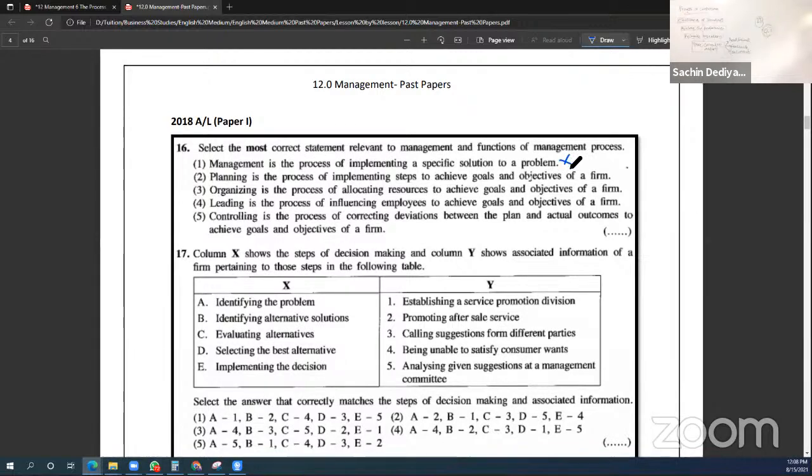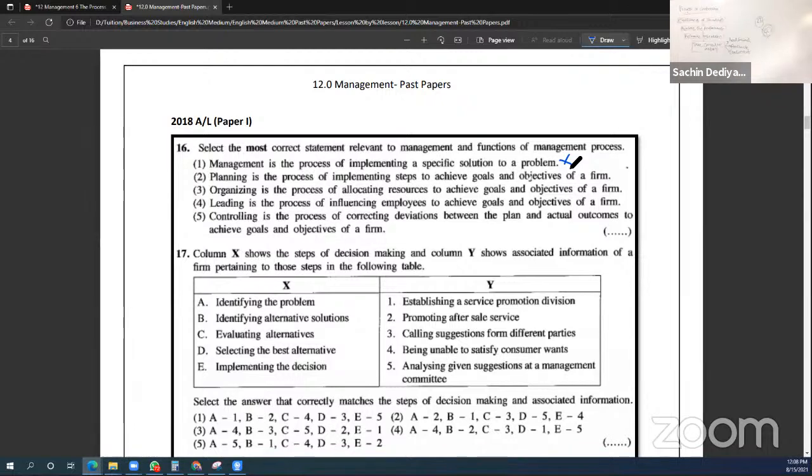Planning is a process of implementing steps to achieve goals and objectives of a firm. That's just partially correct, right? To some extent correct, but they do not mention whether you use the resources in an effective and efficient manner, right? Maybe you achieve the goals, maybe there's no time frame for that. Maybe you achieve the goal, but you have spent so much of resources on that, which is not good.